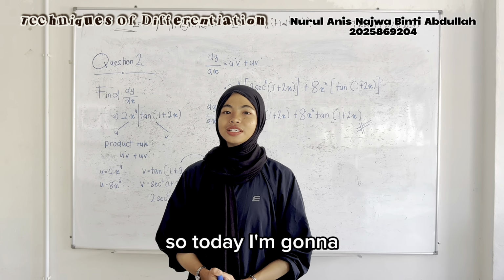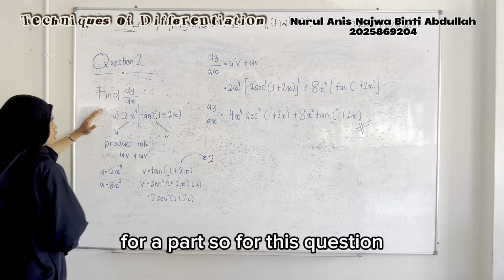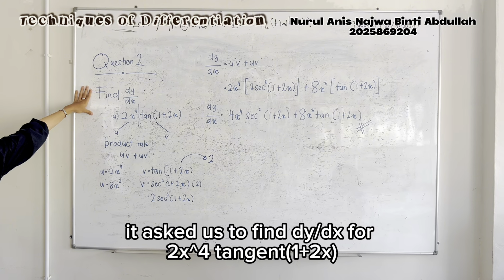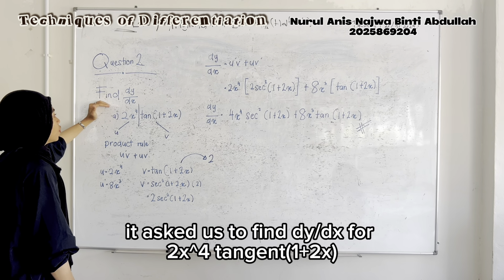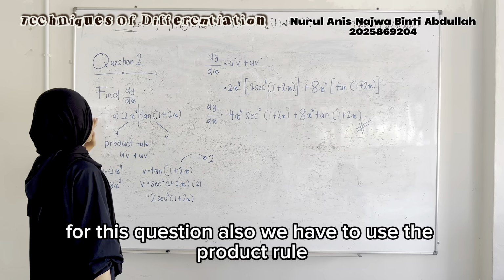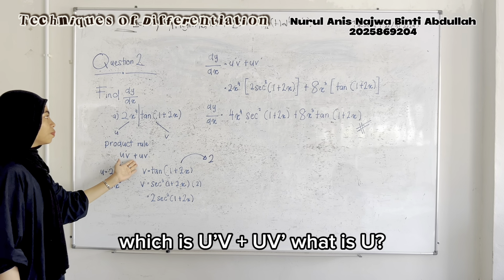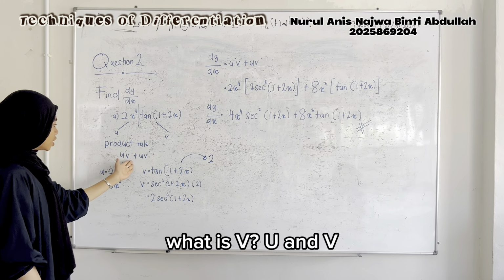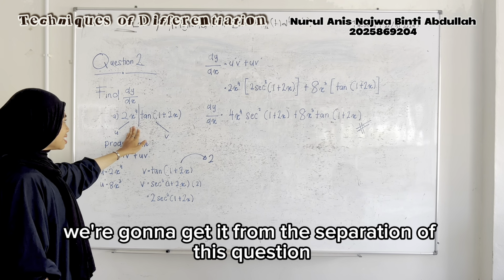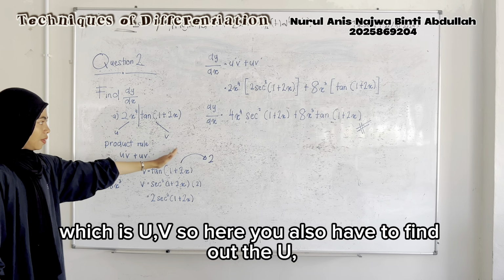So today I'm going to show and explain to you guys question number 2, part A. This question asks us to find dy/dx for 2x^4 tan(1 + 2x). For this question, we have to use the product rule, which is u'v + uv'. What is u, what is v? U and v we get from the separation of this question.